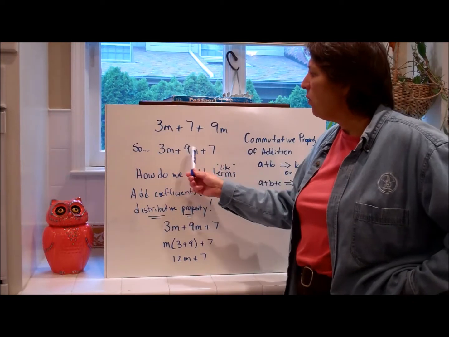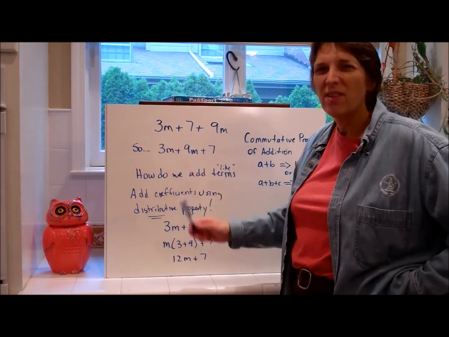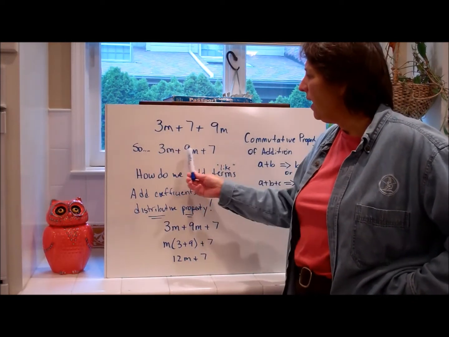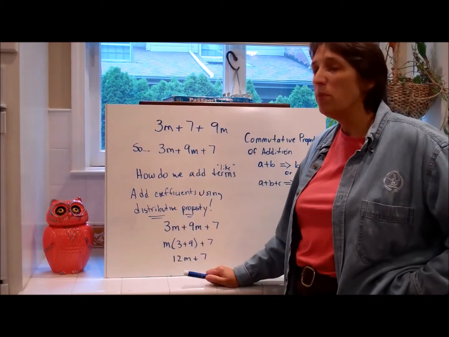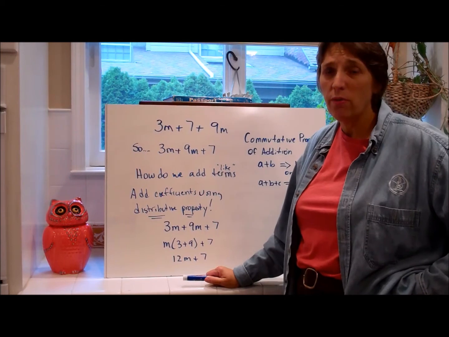The m's, we don't know what they are in this case, so they have to stay the same. But we can add the 3 and the 9. But what allows us to do it? The distributive property allows us to add the coefficients.